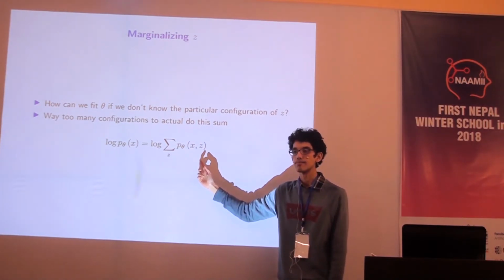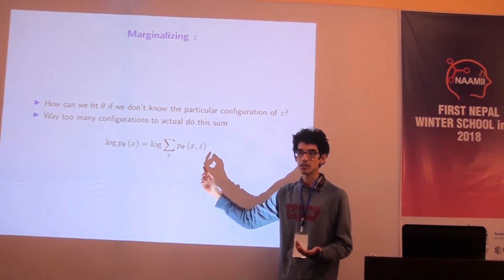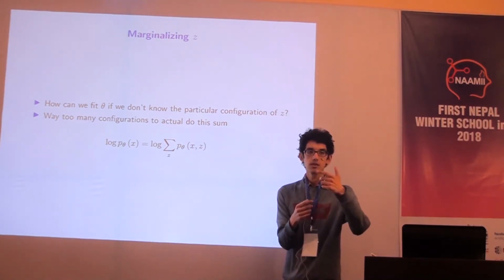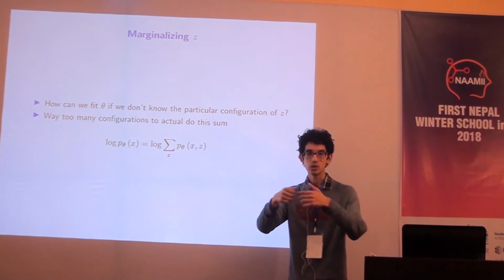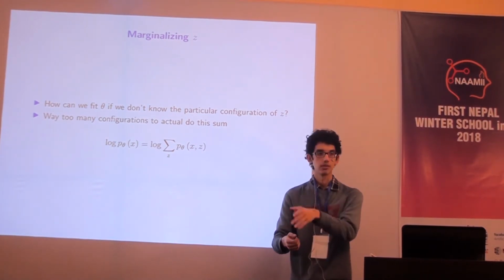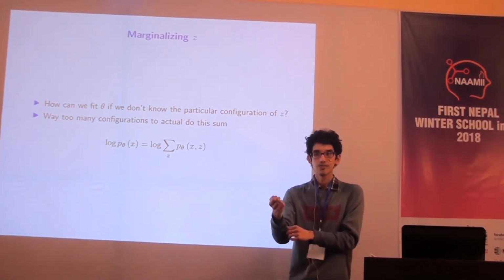This is just marginalizing, in probability. If you want to figure out the probability of one variable, but you have a joint distribution over two, you marginalize out the other one by summing over all its possible values, right?